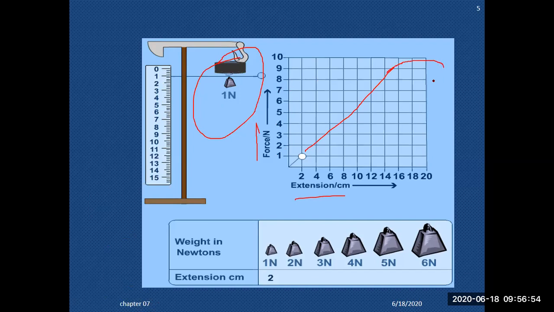After the straight line ends, the plastic limit will start, after which you will be unable to bring the spring back to its original state. Within the elastic limit, Hooke's law is applied. When Hooke's law is applied, you are getting a straight line. When you are getting a straight line, you are able to understand.